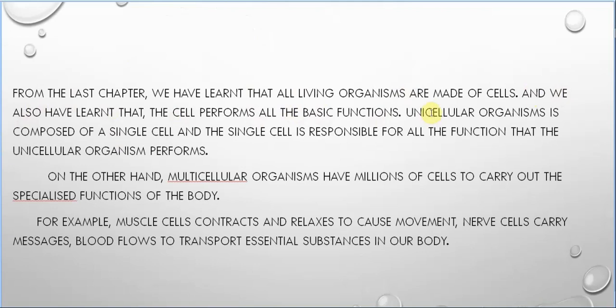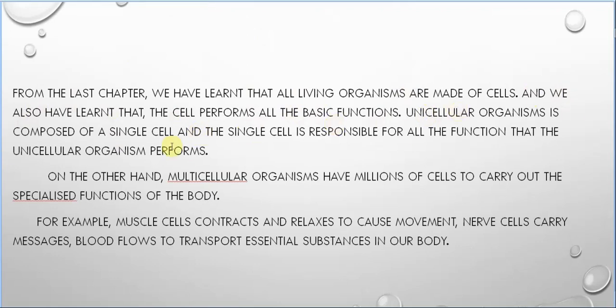In the last chapter we have already learned that all living organisms, either unicellular or multicellular, are made up of cells. The difference lies in the fact that unicellular organisms are made up of a single cell and multicellular organisms are made up of more than one cell, that is, millions and millions of cells.